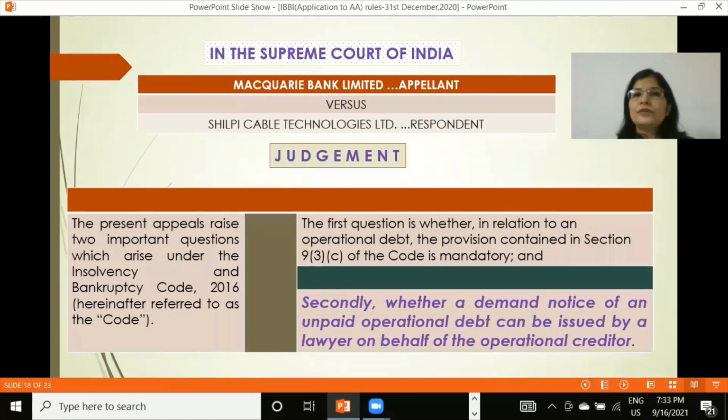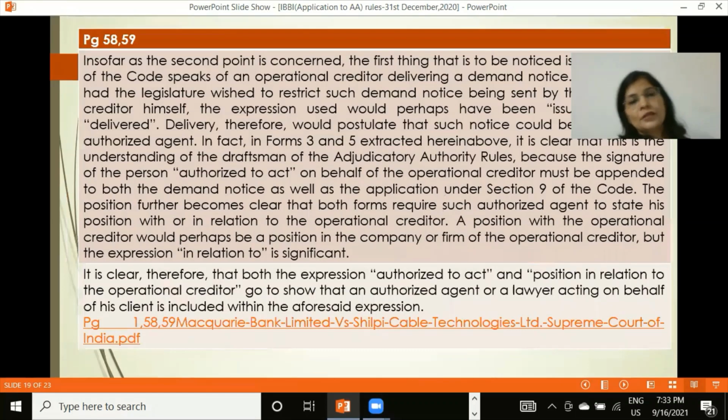First of all, if you will go through the Supreme Court of India case Mercury Bank Limited versus Shilpi Technology Limited, the judgment was there were the 2 questions made, but we have to focus for the rules purpose. The second one, that whether a demand notice of an unpaid operational debt can be issued by a lawyer on behalf of the operational creditor. If you will go through the page 58-59 of this, it says yes.